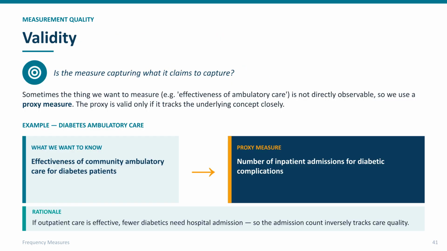Validity can be tricky when we cannot observe a concept directly. We use proxy measures to track it. For example, we track diabetic inpatient admissions as a proxy for the effectiveness of community-based ambulatory care.